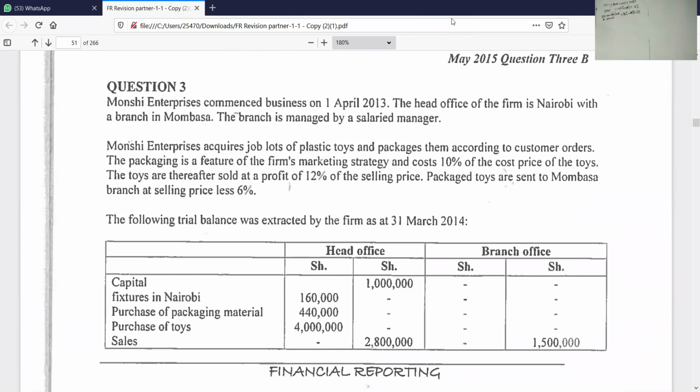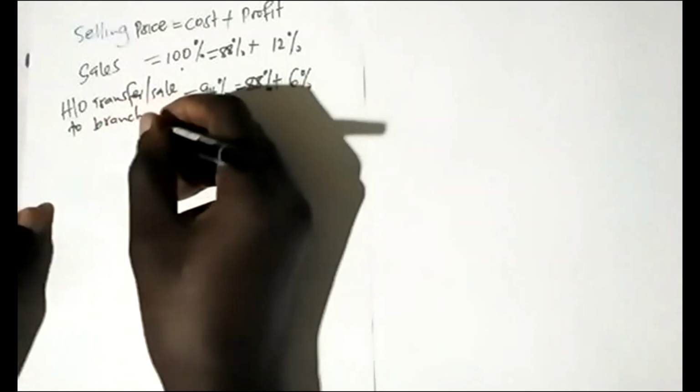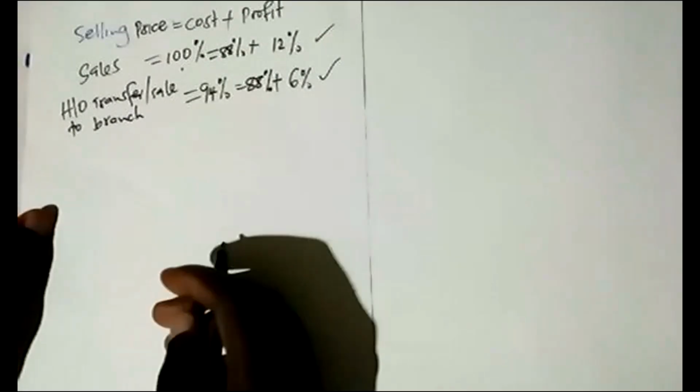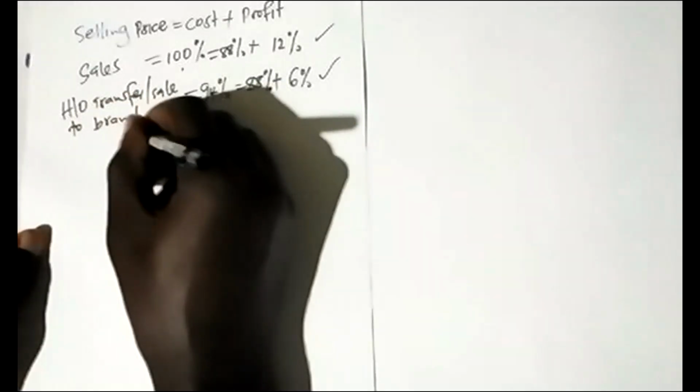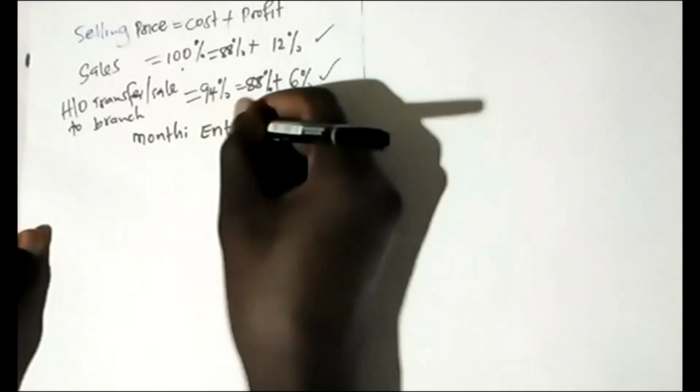And I think you know the format very well, the one which I shared early enough. And I already have interpreted about the percentages. They are very important. So I will start with the income statement. I will say Moshi Enterprises.